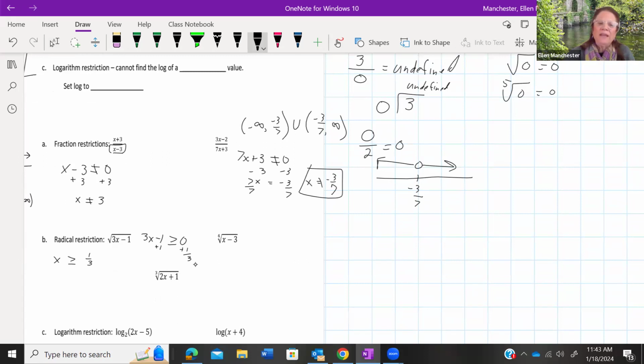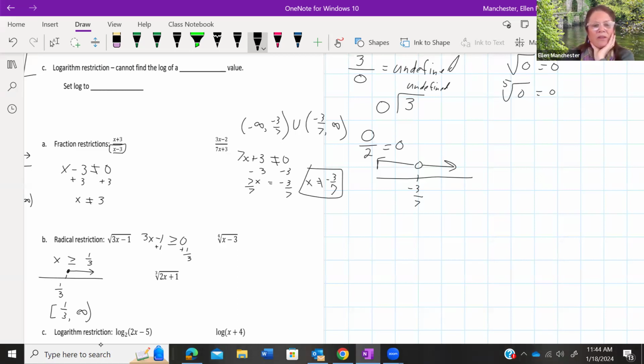Okay, so again, MyMathLab could have you answer in an inequality. If you were doing this on a number line, it would be a closed circle because it includes 1/3. So in interval notation, it would be the bracket 1/3 to infinity. So it's all the values greater than and equal to 1/3.